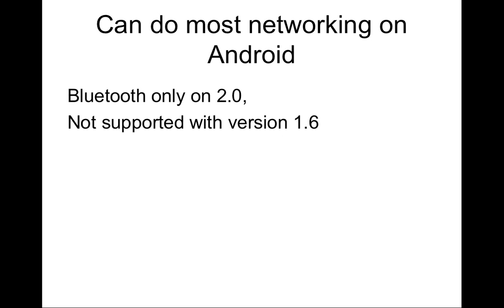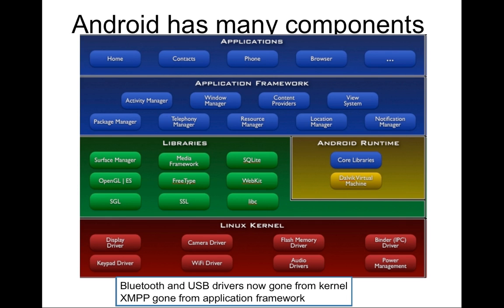You can do almost all networking on an Android phone. You can do TCP, UDP, everything over IP. It's just like a regular computer. It's a Linux box, actually. Earlier versions didn't support Bluetooth. Bluetooth is only on 2.0 API or above, not supported on 1.6, and here's why. And here's the current trend of the architecture and what's going on.